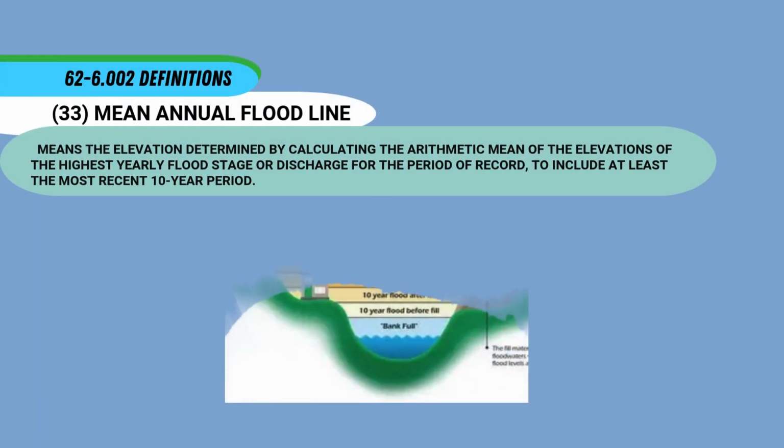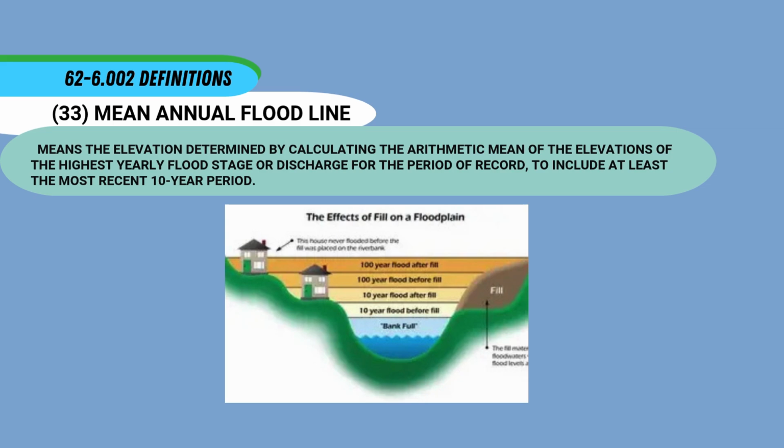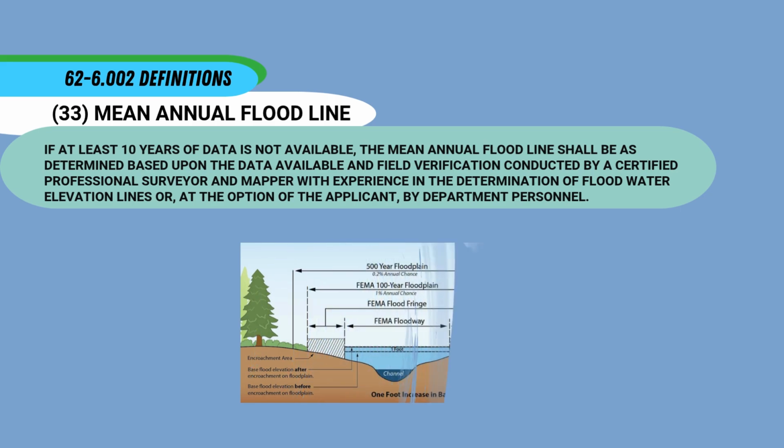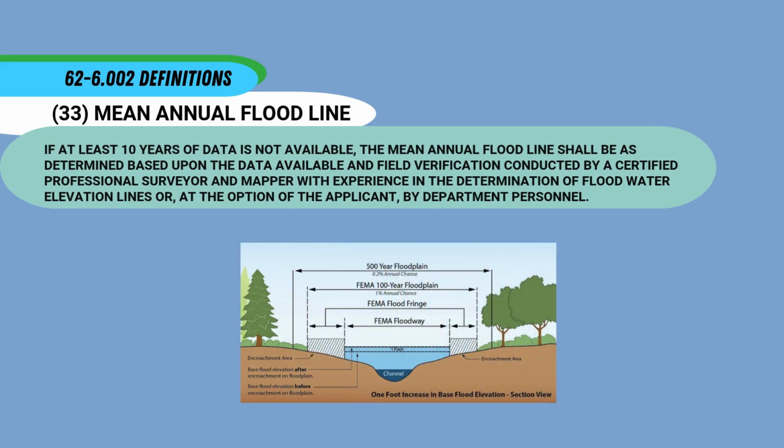Mean annual floodline means the elevation determined by calculating the arithmetic mean of the elevations of the highest yearly flood stage or discharge for the period of record, to include at least the most recent 10-year period. If at least 10 years of data is not available, the mean annual floodline shall be as determined based upon the data available and field verification conducted by a certified professional surveyor and mapper with experience in the determination of floodwater elevation lines or, at the option of the applicant, by department personnel.